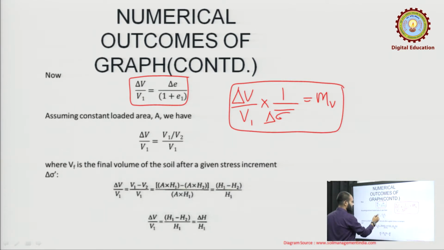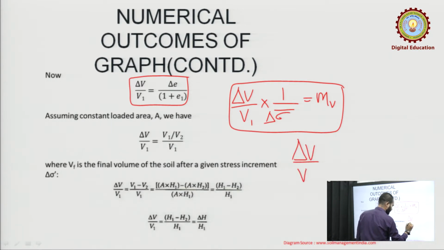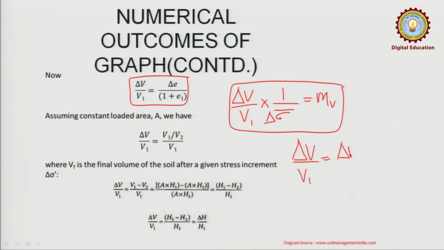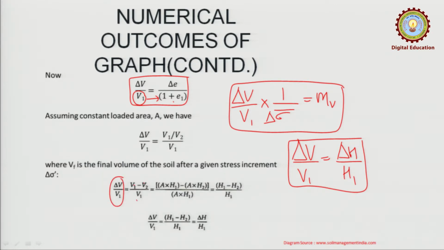So, we are slowly deriving it to get that relation, that delta V upon V1 is also equal to delta H upon H1. This is also a formula. You can just see it. Just now what we got, V1 equal to this. So, we just derived the formula that this is equal to V1 minus V2 upon V1.